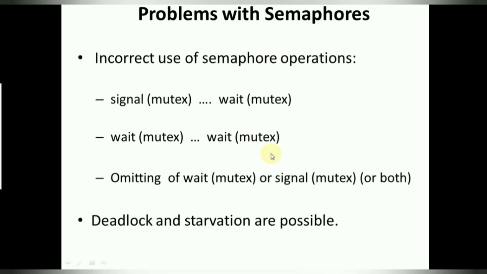In either of these three cases, that is incorrect use of semaphore operations, where the placement of wait and signal is not right, or wait and signal are not used properly, that is only wait is used or only signal is used, or if one of the operations is omitted, this may lead to deadlock or starvation. Hence, we have come up with another synchronization tool, that is monitor.